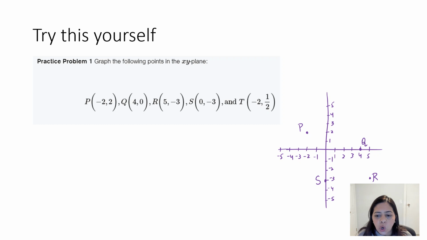And -2, positive 1/2, so somewhere here, because this will correspond to half, so roughly somewhere here, this is T. If you're drawing on graph paper, it's going to be super accurate. If you're drawing on white paper, it's obviously going to be a little approximate, but it should not be so bad that we are not able to look at the nature of their relationship with each other. So it's fine to have little imperfections, but not too much. So that's the answer for this. And we just learned how to graph points in our XY plane.